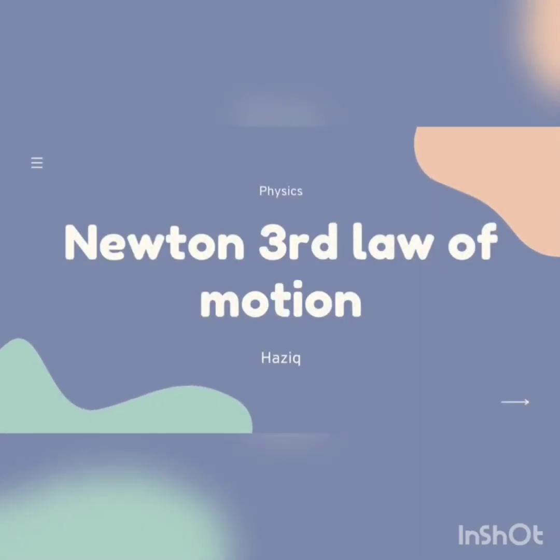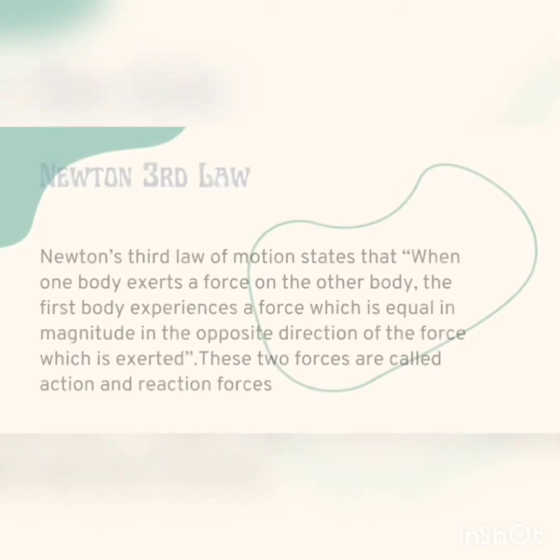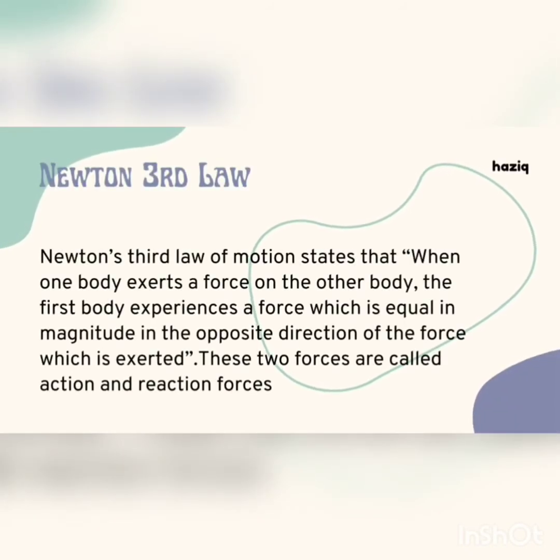Newton's third law of motion. Newton's third law of motion states that when one body exerts a force on another body, the first body experiences a force which is equal in magnitude and opposite in direction to the force which is exerted. These two forces are called action and reaction forces.